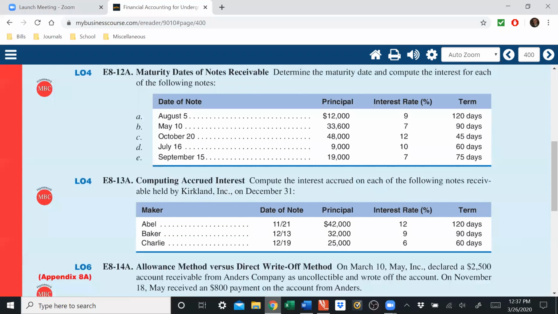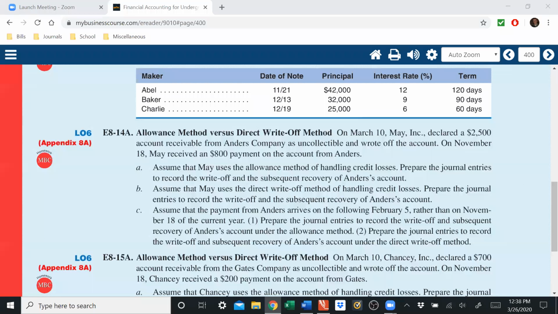Let's see. Well, this is a good one because this tests your knowledge of the allowance method versus the direct write-off method. Direct write-off method is in the appendix to chapter 8, and you're responsible for it. But it's really simple. I'm just going to minimize the chat for a second.